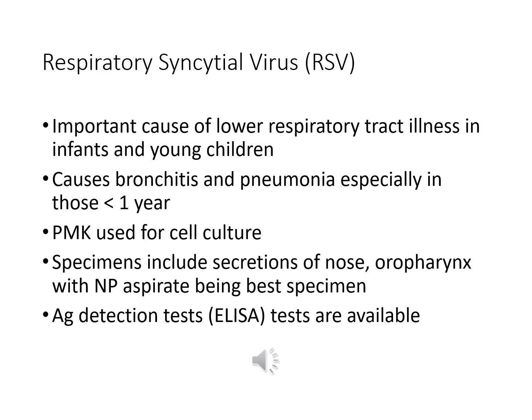Respiratory syncytial virus, or RSV. This is an important cause of lower respiratory tract illnesses in infants and young children. This causes bronchitis and pneumonia, especially in children who are less than a year old. If you were doing a cell culture, it's going to be primary monkey kidney again. We do have antigen detection tests to try to determine if RSV is present or not, and this will be done as a rapid type of test. Specimens include secretions of the nose, oropharynx, nasopharynx. Aspirates are also going to be considered your best choice of specimen.